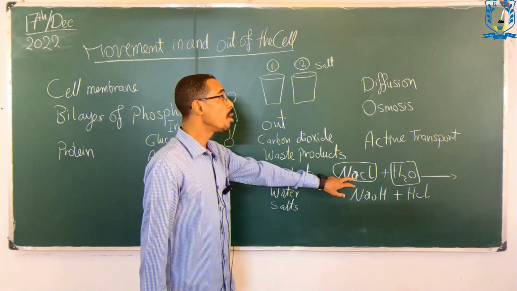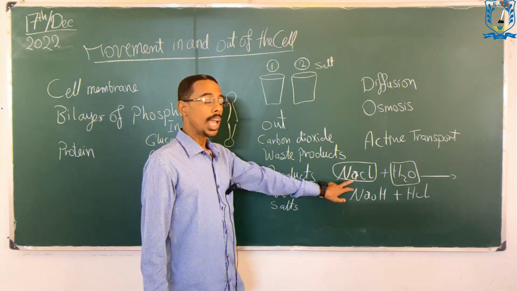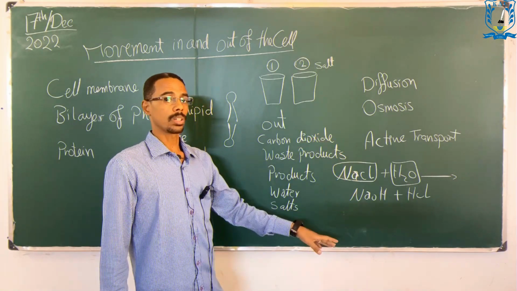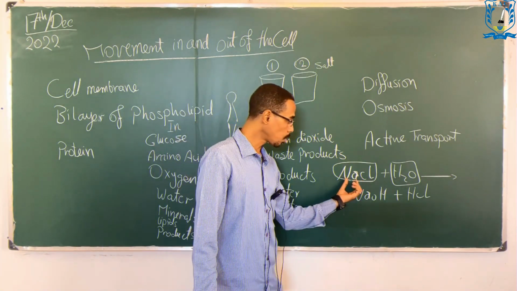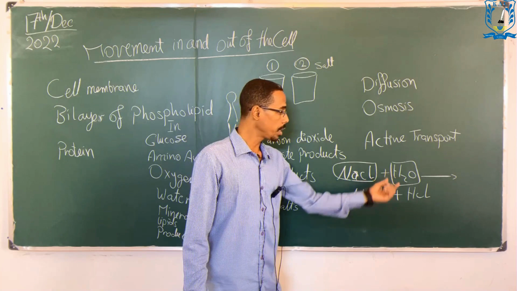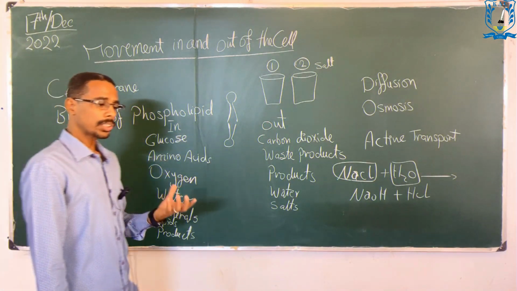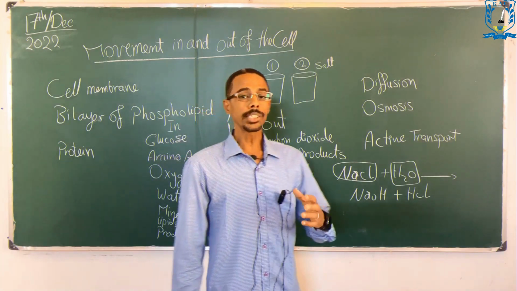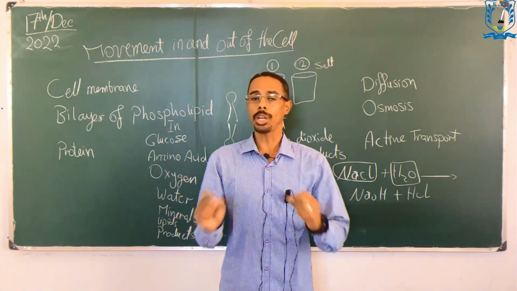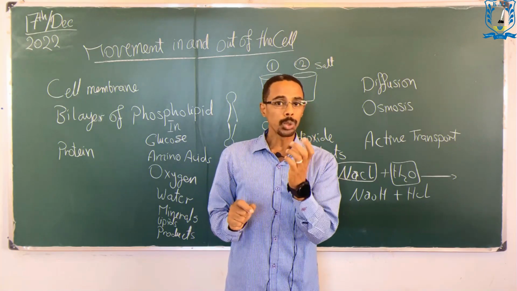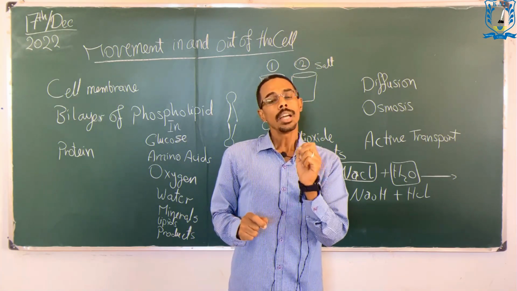That means the more salt in the water, the fewer water molecules. And the less salt in the water, the more water molecules. So our cells are surrounded by three types of solution based on the concentration of the solute which is dissolved in the water.